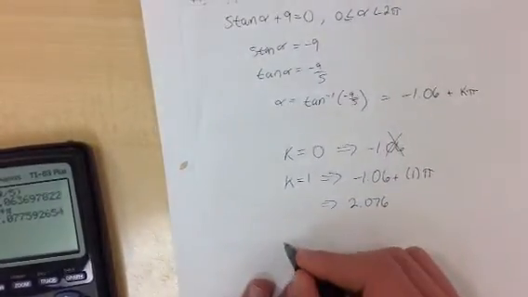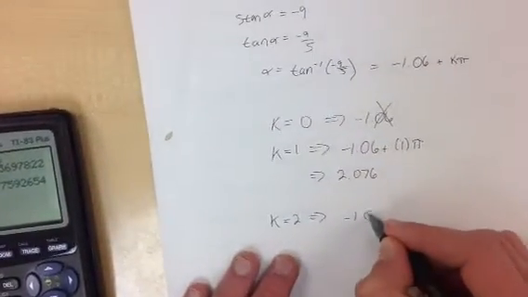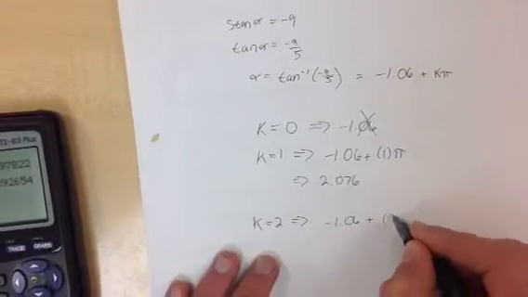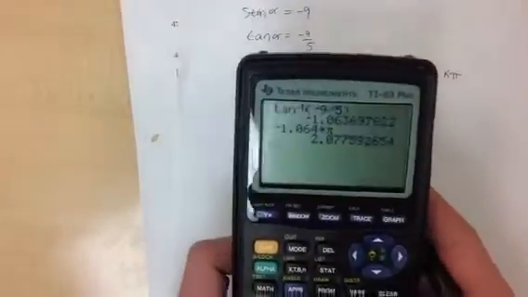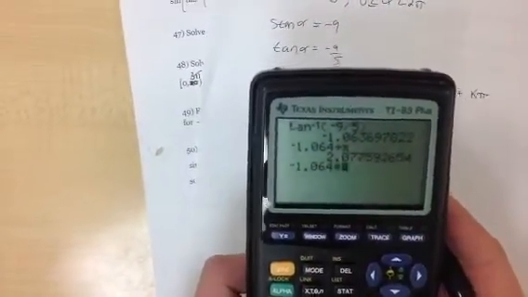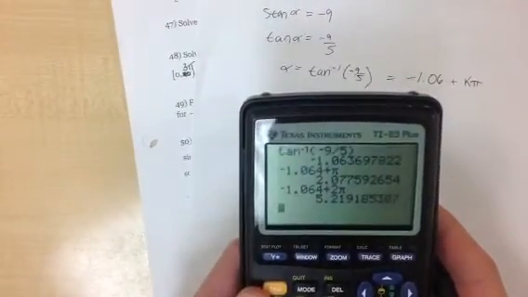And then we'll do k equals 2. Plug in the 2 for k, and then type that into our calculator. Plus 2 pi. That gives us 5.219, which is also in the domain.